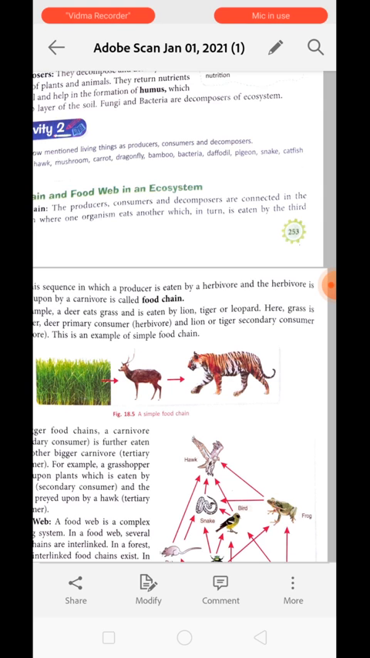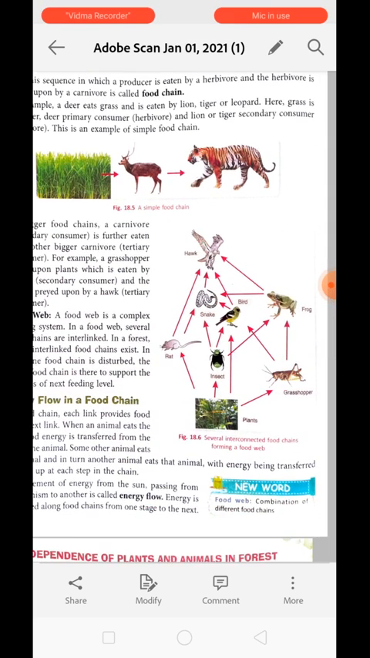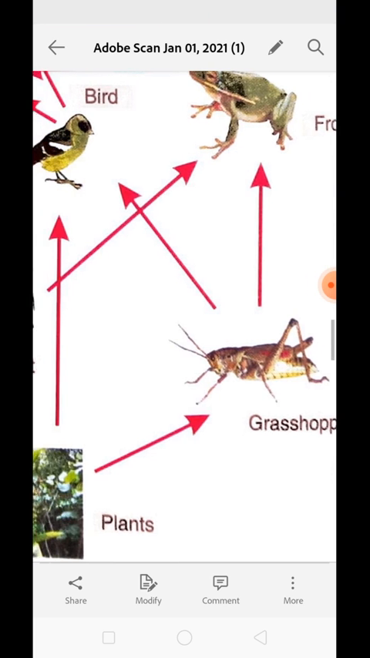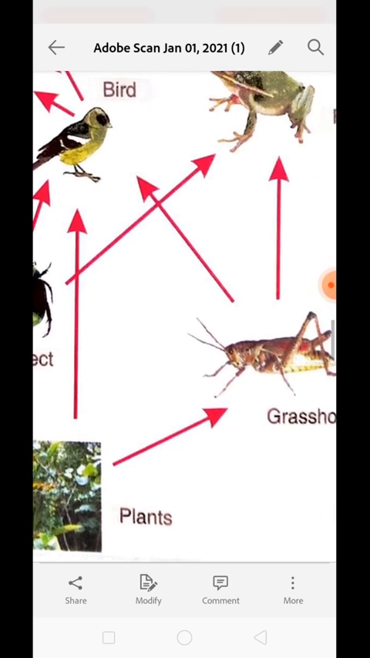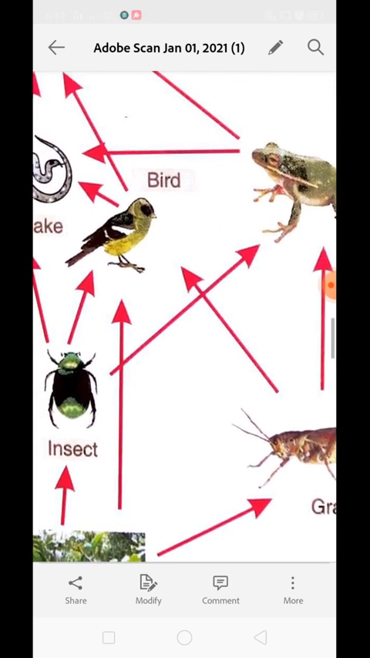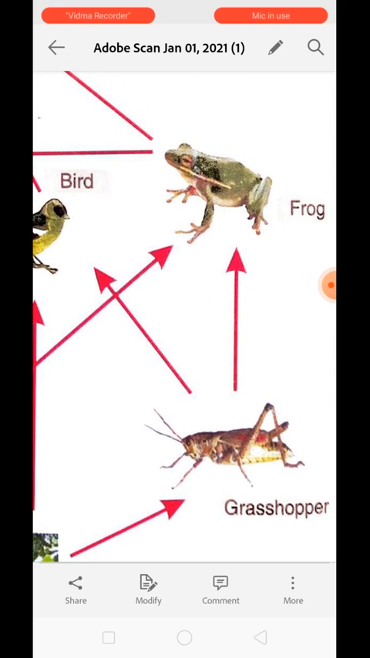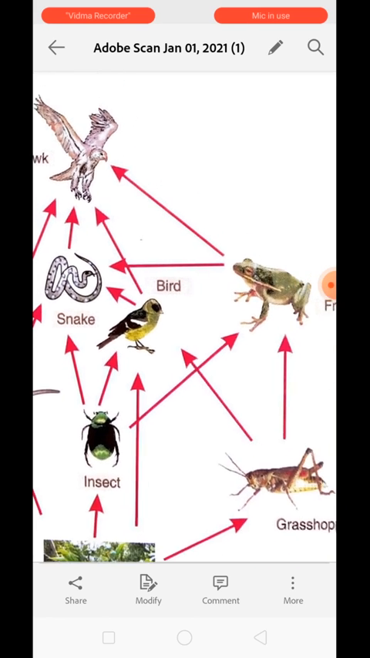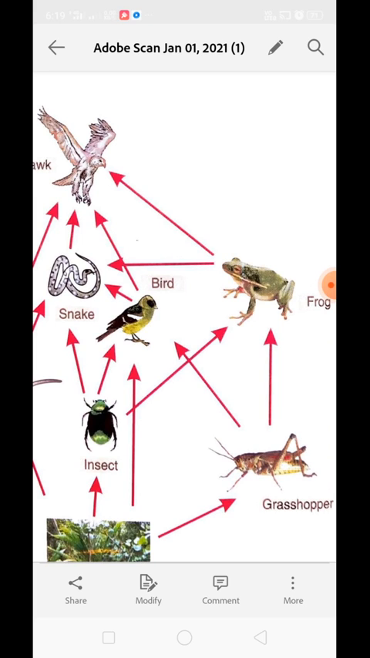In a bigger food chain, secondary consumers, the carnivores, are further eaten by another bigger carnivore, which forms the tertiary consumer. For example, a grasshopper: just see, they are taking food from plants, but they are eaten by a bird, or they can be eaten by a frog. Understood? It may be possible that both of them can eat. The frog can later be fed upon by a hawk or snake. Understood? In this way, it is getting complicated.